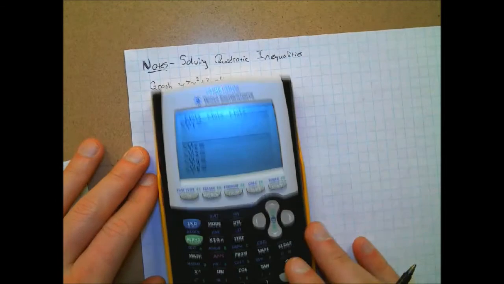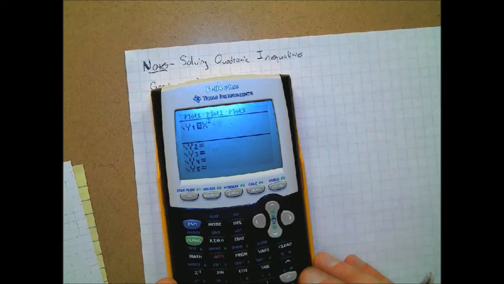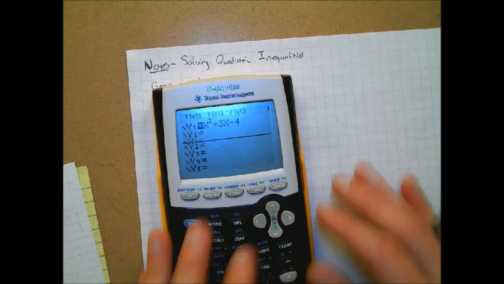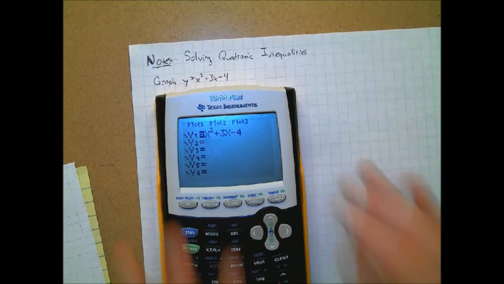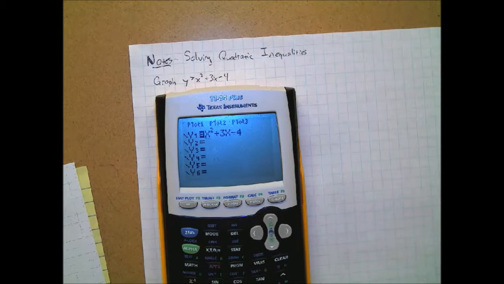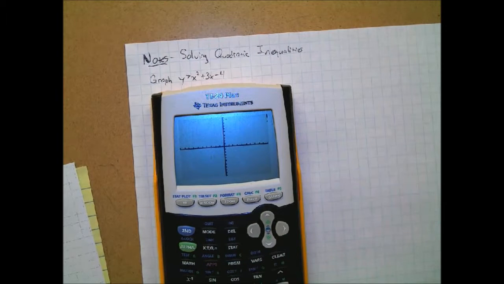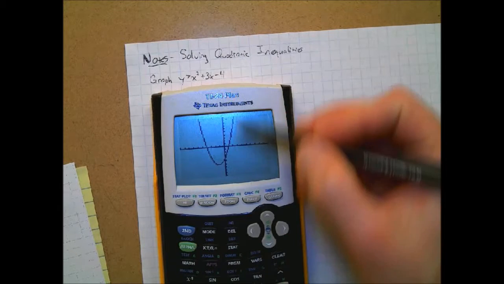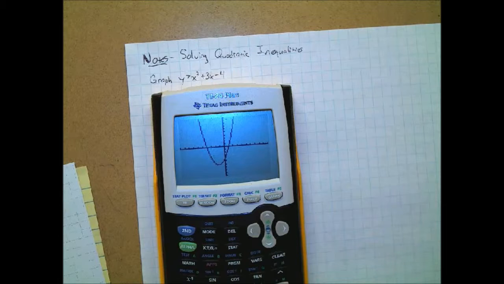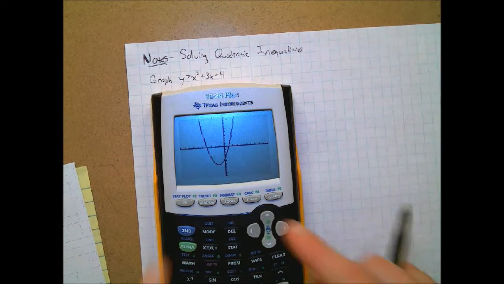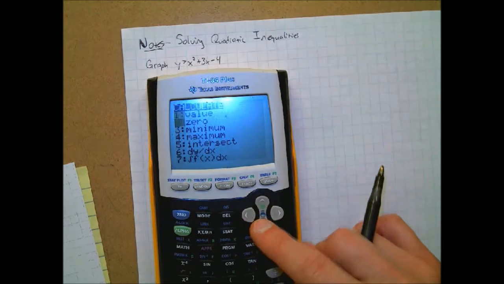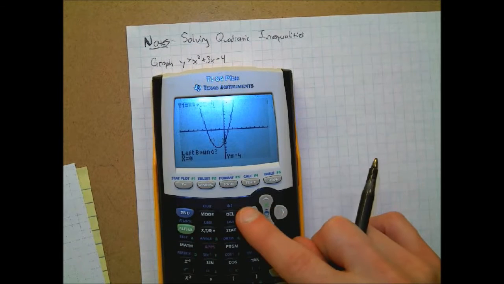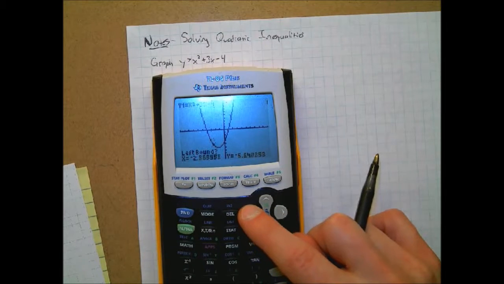We can type in x squared plus 3x minus 4. Once you have it typed into your y equals, you can press graph. And there it is. If we want to find the vertex, what is the vertex of this parabola? The minimum, right? So we can press second trace, go down to the minimum command, and go to the left, hit enter.